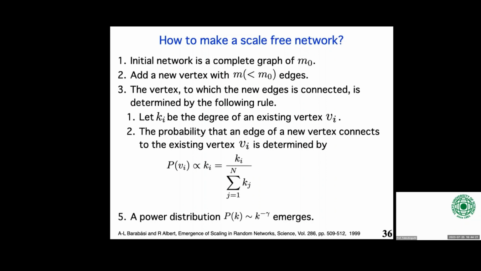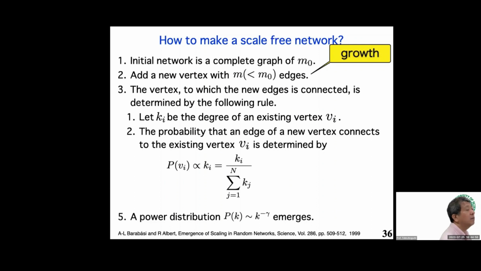Their model, the Barabási-Albert model, has these steps. First, the initial network is a complete graph, which is prepared, and the number of vertices is m0. Then a new vertex with m edges is added, which corresponds to the growth. And the vertex to which the new edge is connected is determined by the following rule.